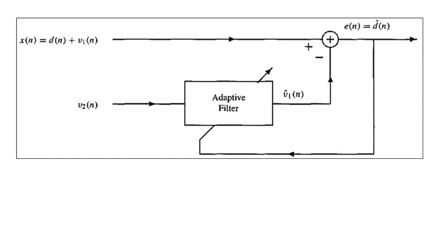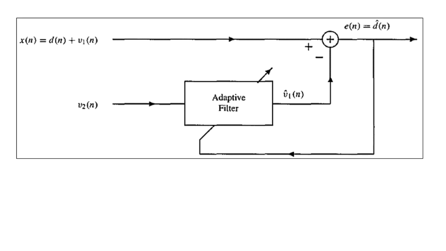Here we have two input signals. Actually x of n is the input signal, which has the desired signal component d of n added to v1 of n, the noise component, given as input to the summation. Whereas v2 of n is not actually the input but a reference signal that is used for estimation purposes. So v2 of n, instead of the Wiener filter, is given as input to the adaptive filter.